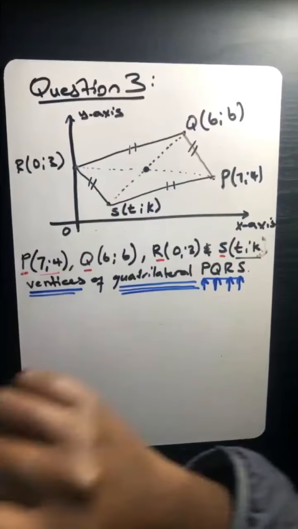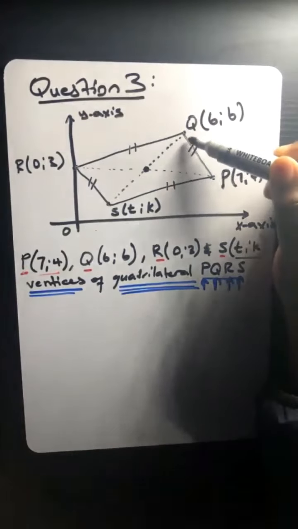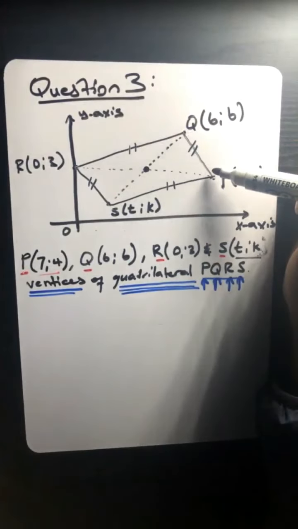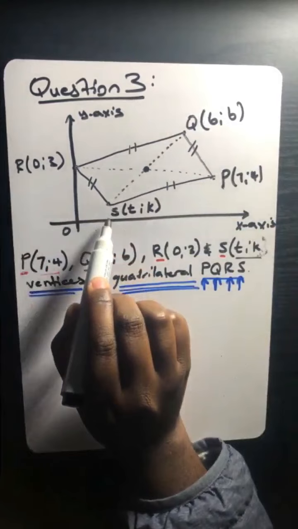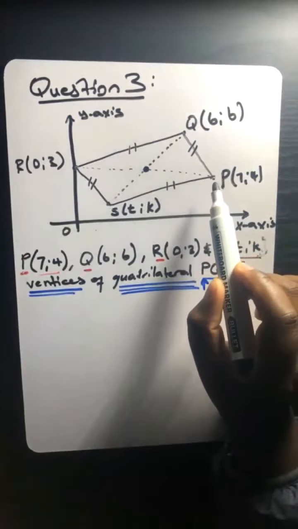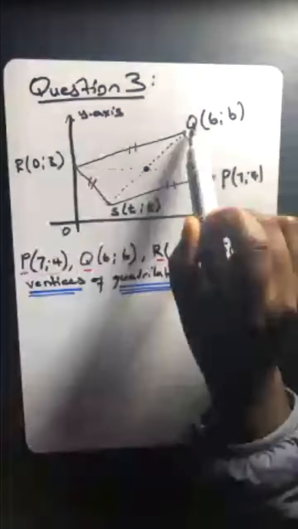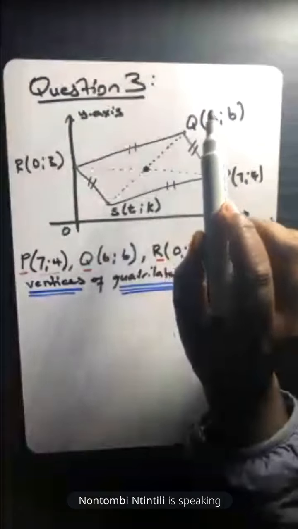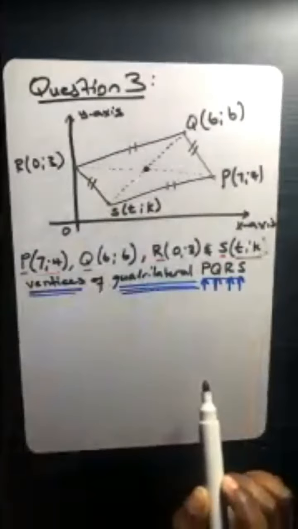For example, if they say calculate the gradient of this line, because you know that this is a quadrilateral, it means the gradient of this line must be equal to the gradient of that line. And again, the gradient of this line must be equal to the gradient of that line. And again, in terms of the distances or the lengths, that length must be equal to that one. Very, very important, ladies and gentlemen.